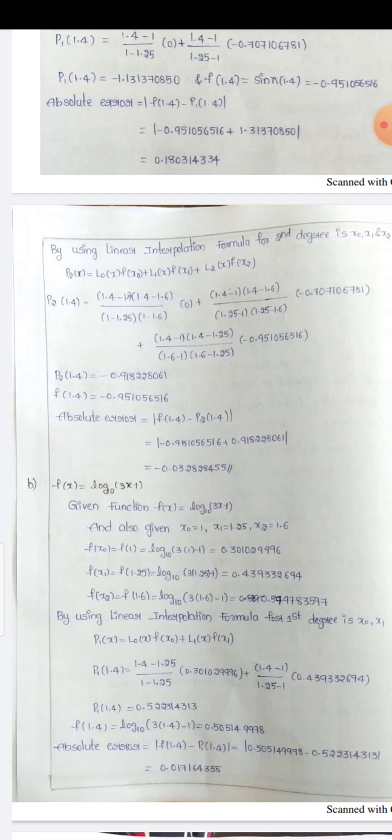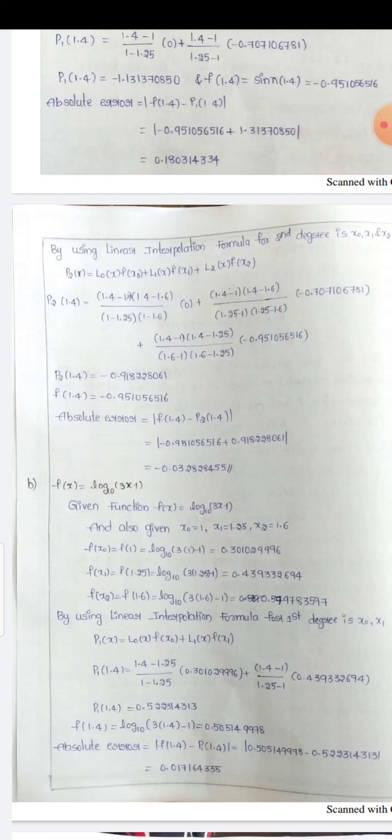Next, solution B. f of x is equal to log 10 of 3x minus 1. Given function f of x is equal to log 10 of 3x minus 1, and also given x0 is equal to 1, x1 is equal to 1.25, x2 is equal to 1.6. f of x0 is equal to f of 1 is equal to log of 3 into 1 minus 1 is equal to 0.301029996. f of x1 is equal to f of 1.25 is equal to log 10 of 3 into 1.25 minus 1 is equal to 0.439332644. f of x2 is equal to f of 1.6 is equal to log 10 of 3 into 1.6 minus 1 is equal to 0.579783597.